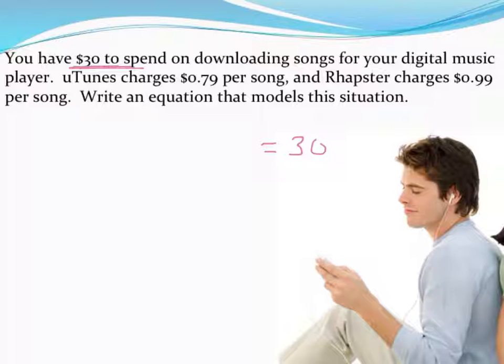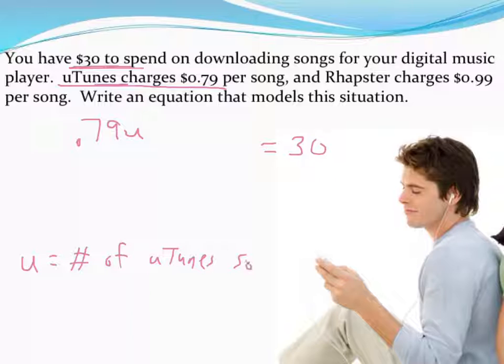So $30 to spend. I'm downloading music from two sources, uTunes. Get it? uTunes charges 79 cents per song, so I'm going to say 0.79 times whatever variable you want to use. I think it makes sense to use a u in this case, but you may want to make a note on the side if you're going to forget what things stand for, especially if you're using variables that don't make sense or aren't easy to remember like x and y. Maybe make u stand for the number of uTunes songs, and make a note like I'm doing, just to remember what's what.